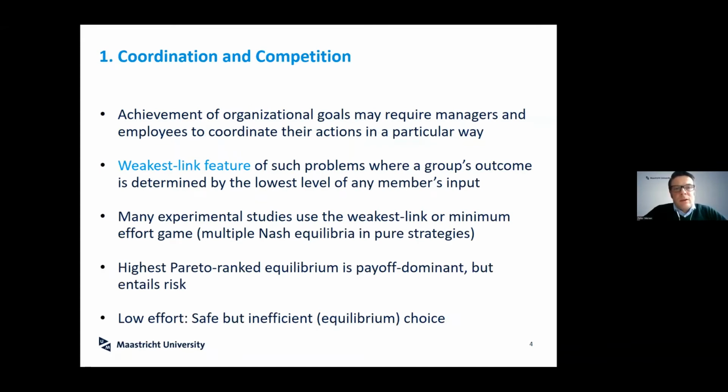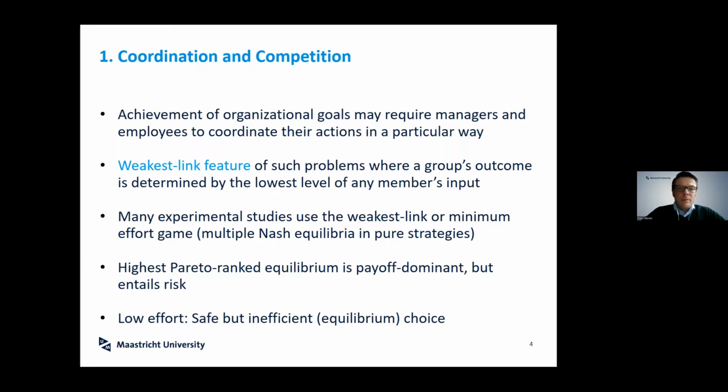First, let's start with coordination and competition. So the achievement of organizational goals may require managers and employees to coordinate their actions in a particular way. And a classic example, for instance, are production processes where the input on one step of the production process is also dependent on inputs on earlier steps in the production process.